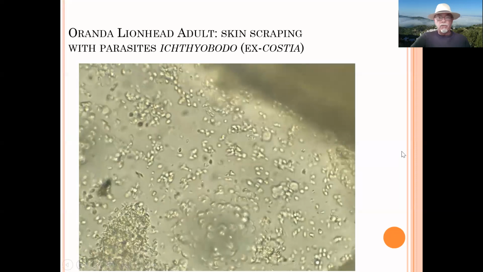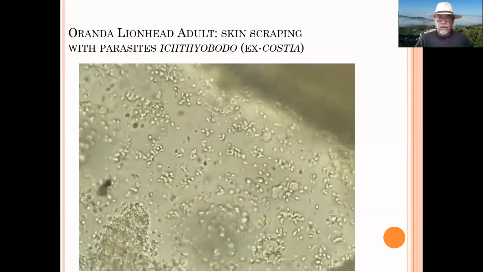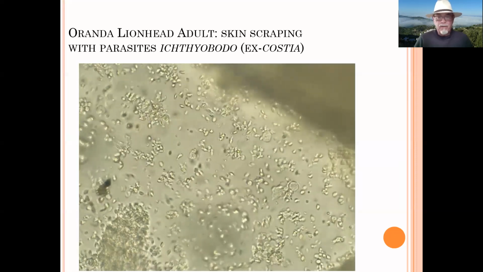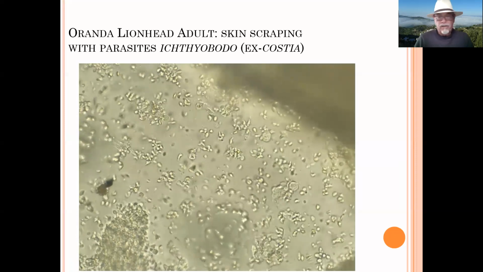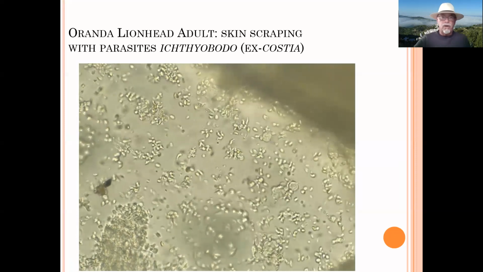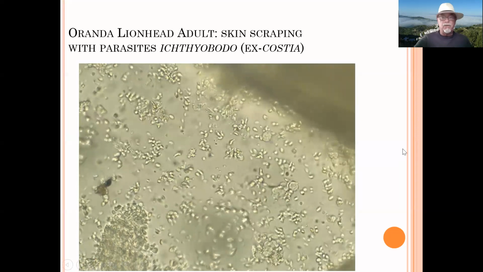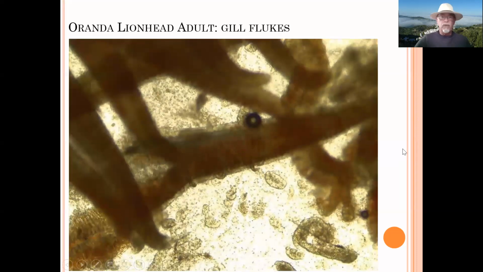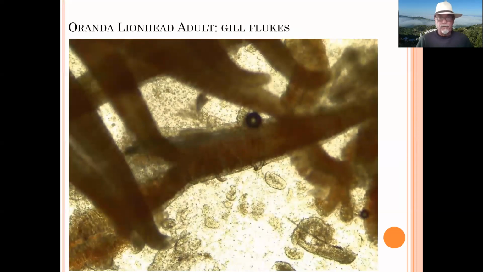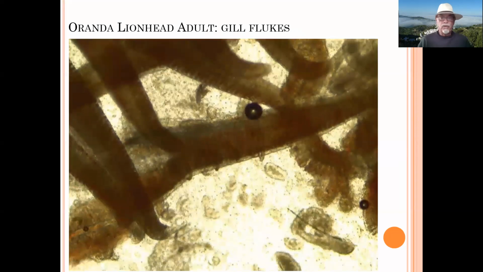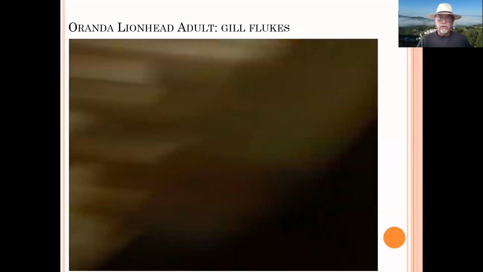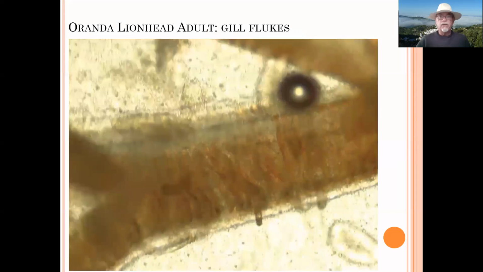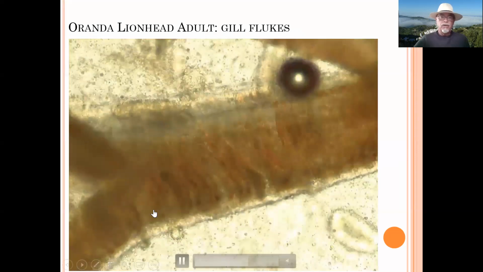Here we see another part of the skin scraping. You see the massive amount of flagellated parasites, which are causing a lot of harm to the fish, and that needs to be treated. Also the gills, we found some gill flukes. There are quite a few on certain gill lamellae here on the gill filaments. You see quite a few here.